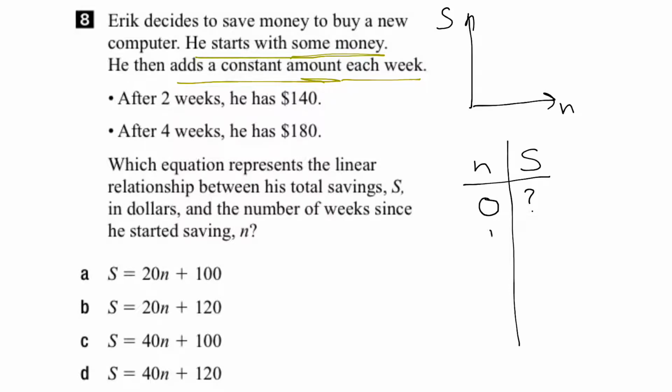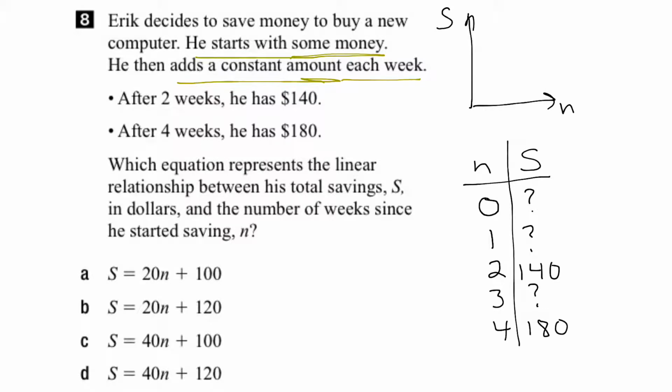Okay, so after 1 week, he'd have some money. After 2 weeks, well, they tell us that he has $140, so we can put that in there. After 3 weeks, he'll have something. And after 4 weeks, when we look at it here again, we see that he has $180, so we can put that information in there.